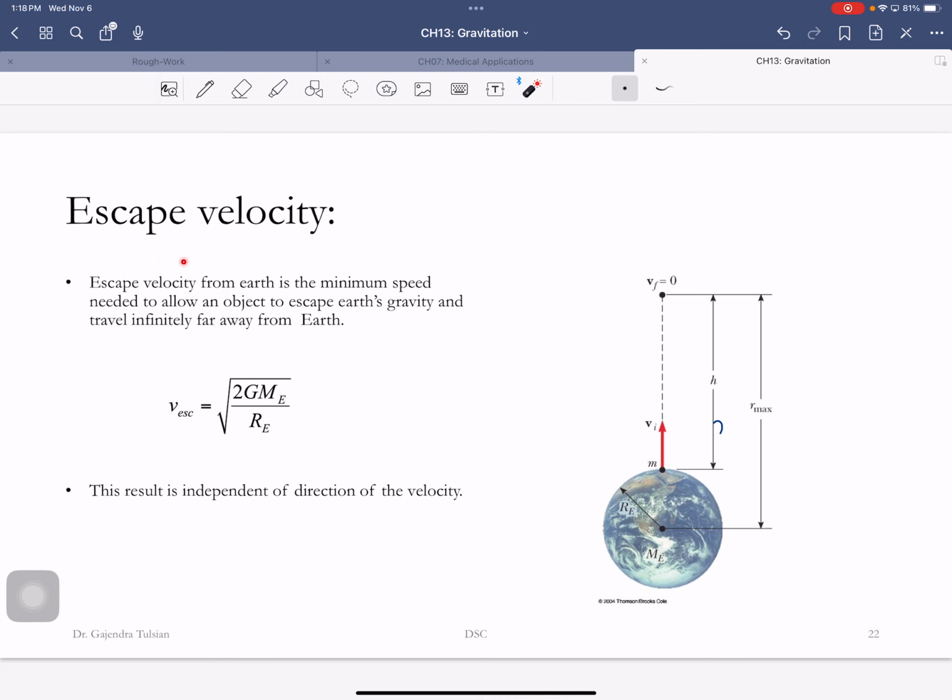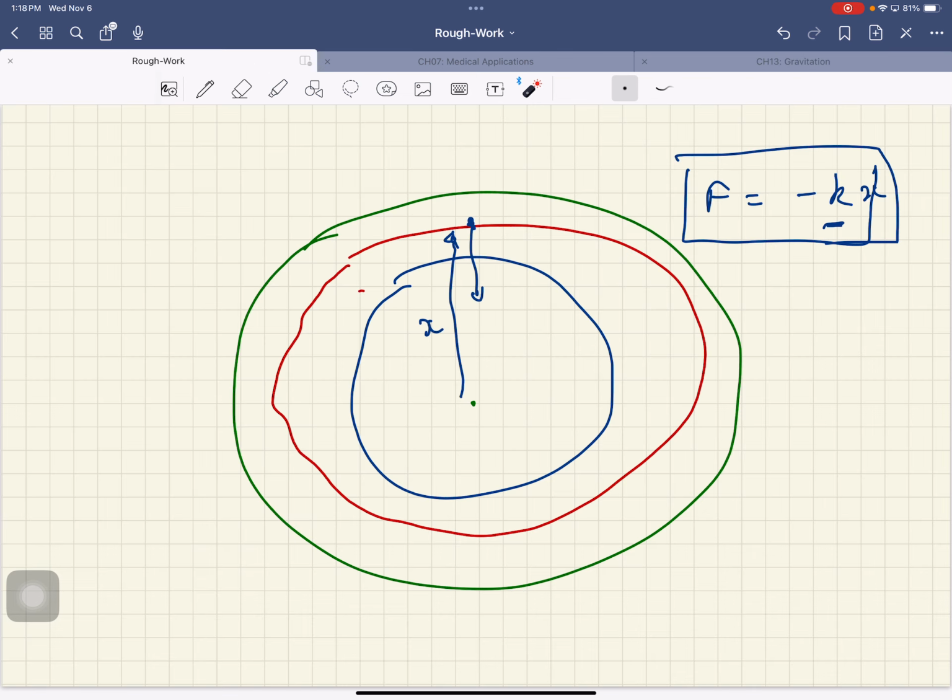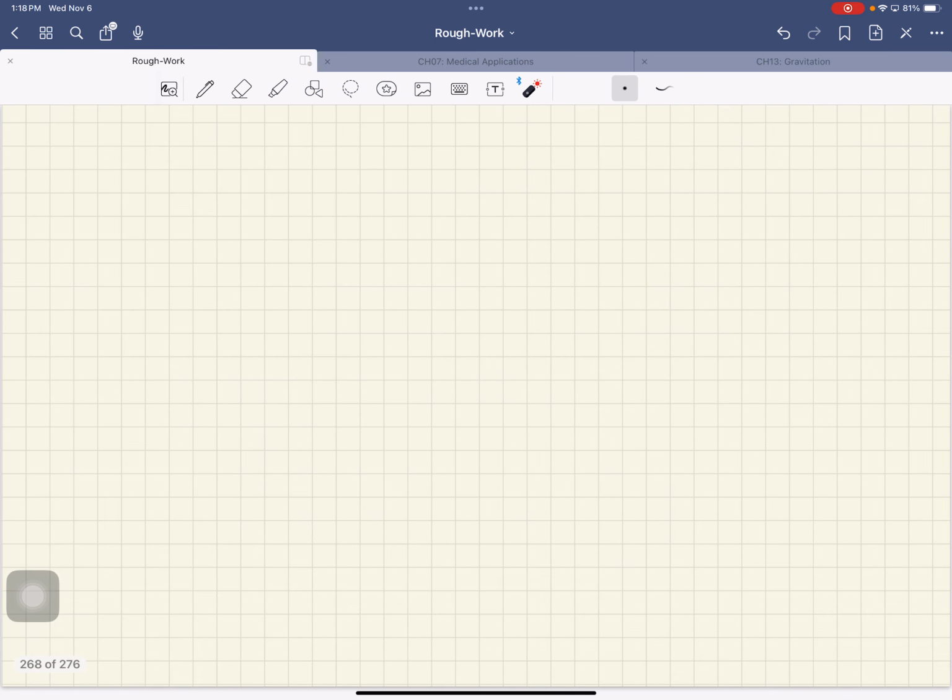What is escape velocity? What does that mean? Okay, so let me do this. I'm going to toss this object. It rises up and falls back. I toss it at a greater speed, it rises up further and falls back. The question is, can I throw it at a speed such that it will never come back? And that is escape velocity. Okay?